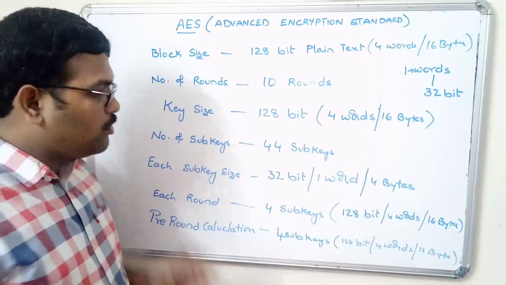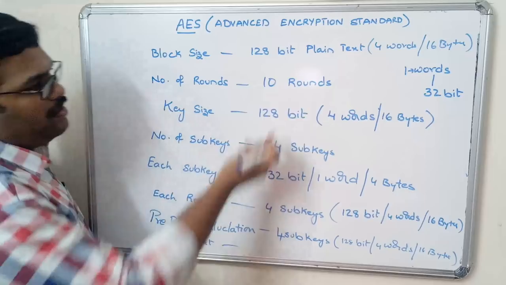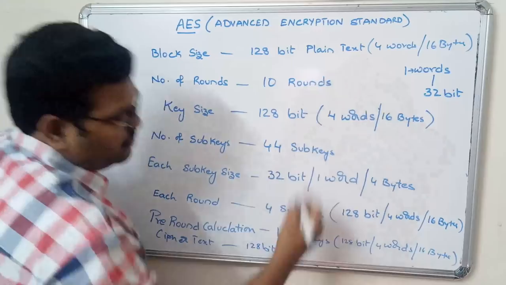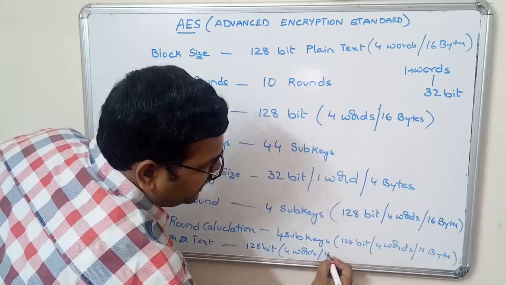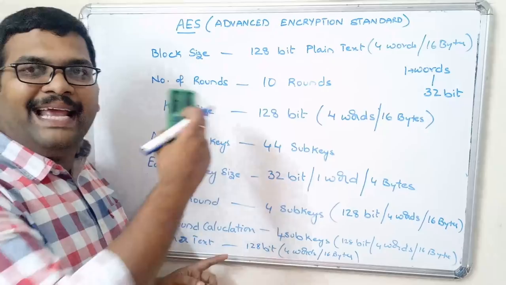So this is all the summary about the AES algorithm. Finally, the ciphertext will obviously be 128-bit, which is again 4 words or 16 bytes. So this is all about the summary of the algorithm. Now let us move on to the block diagram of the AES algorithm.